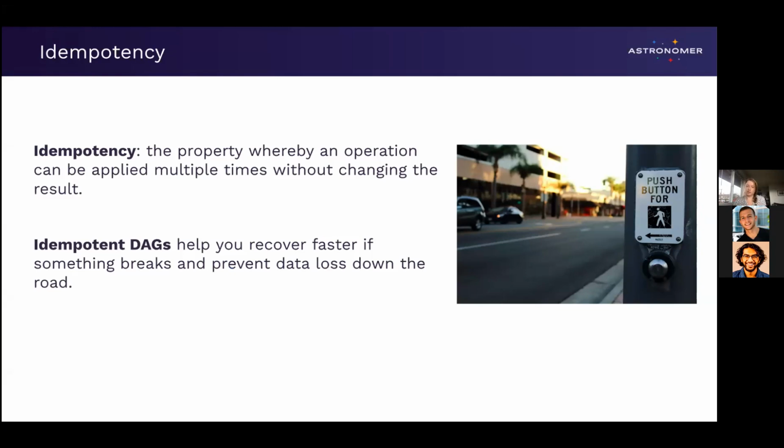But when you apply this concept to your data pipelines, that means designing your DAGs in such a way that if you rerun a specific run of that DAG, you'll get the same result as you did the first time or any subsequent time. We'll talk more about this when we cover some examples, but in general, applying this concept is going to help you recover faster if something breaks and make sure you don't incur any data loss, especially in cases where you do have to rerun things.